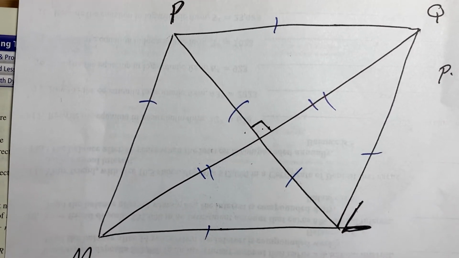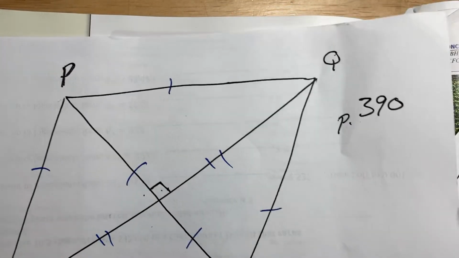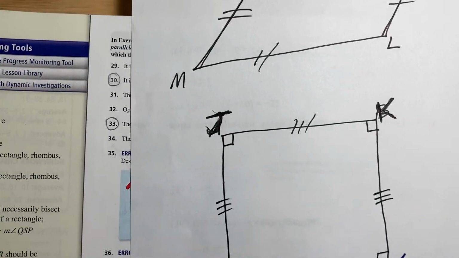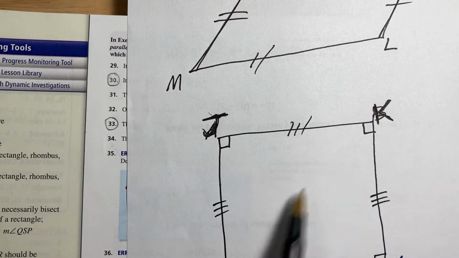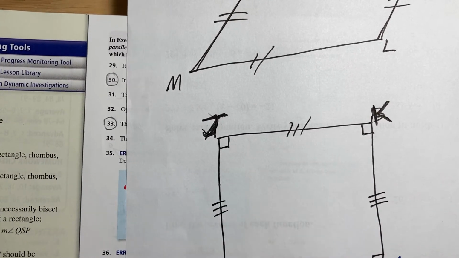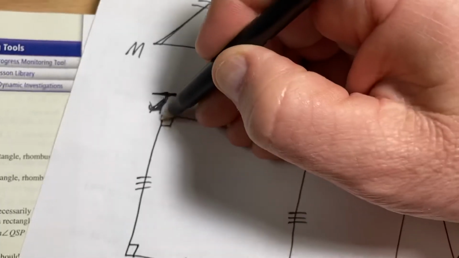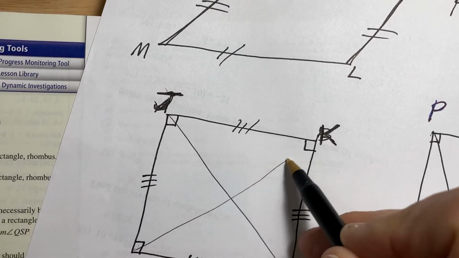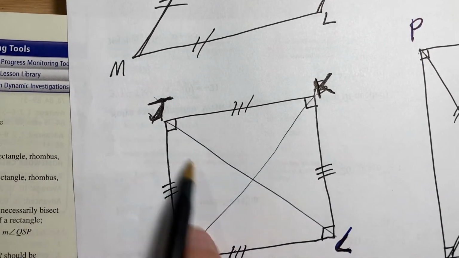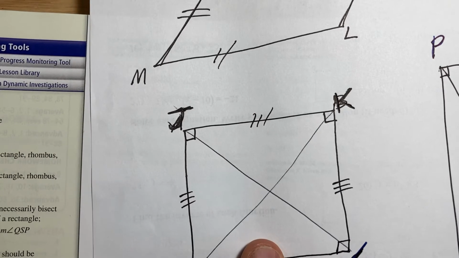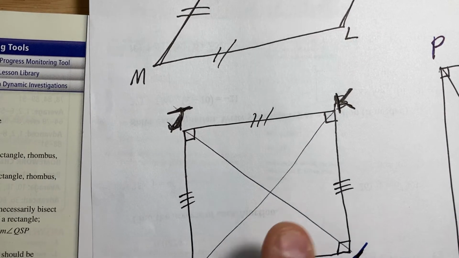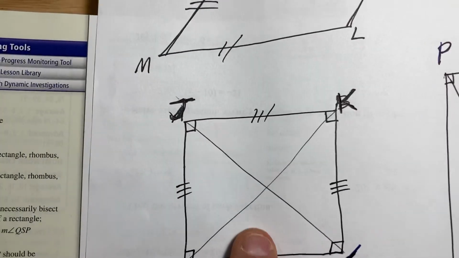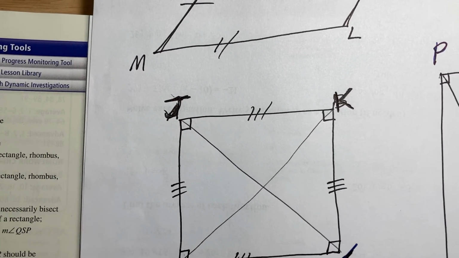What about a square? Where's my square? Here's my square. For a square, do the diagonals bisect each other? Yes, the diagonals bisect each other for a square. Yes, since it's a parallelogram, it's always going to work, okay? Because a square is always going to be a rhombus, a square is always going to be a rectangle, and a square is always going to be a parallelogram, okay?